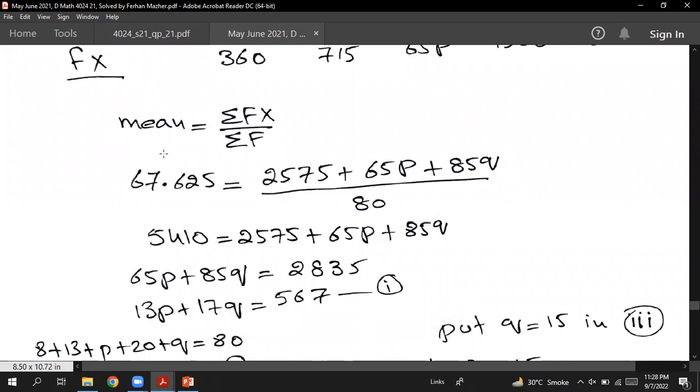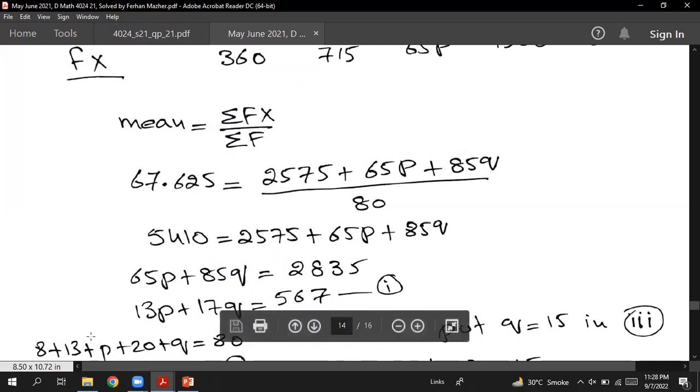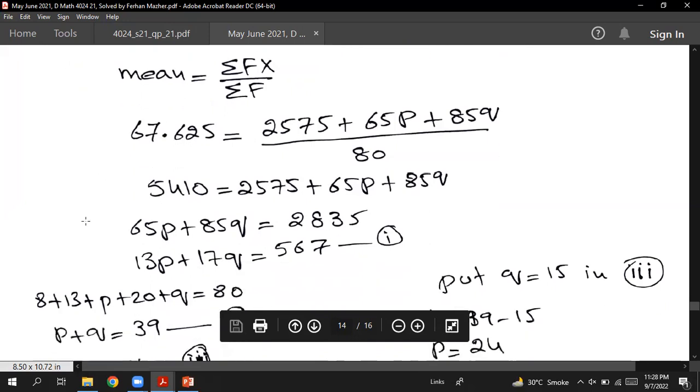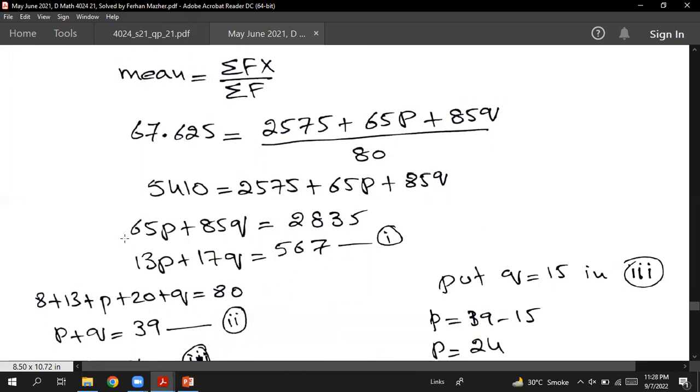We already know the mean, that's 67.625. So this 80 will multiply with the 67.625. You get 5410 equals 2575 plus 65p plus 85q. So 65p plus 85q will be equal to 5410 minus 2575, and that will be 2835. So divide all of them by 5, you get 13p plus 17q is equal to 567. So that's the first equation in P and Q.